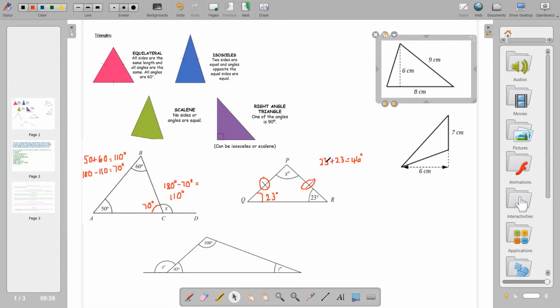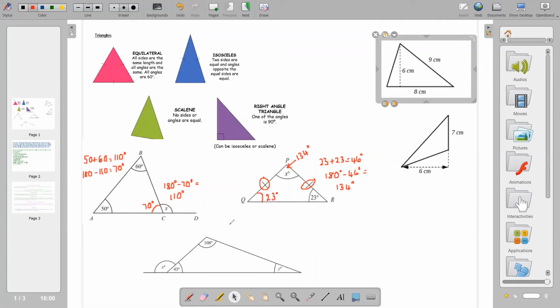I know there are 180 degrees in a triangle, so I do 180 degrees minus 46 degrees, and that is going to leave me with 134 degrees. So I now know that X is 134 degrees.